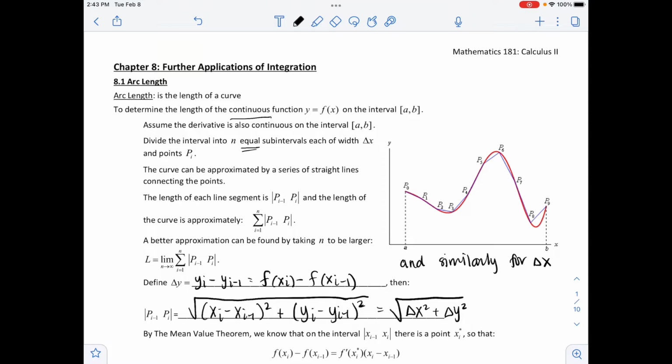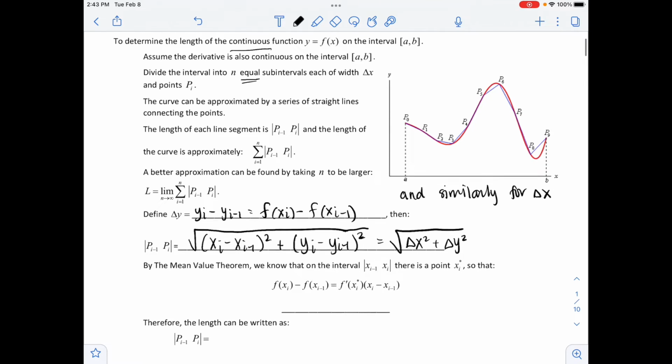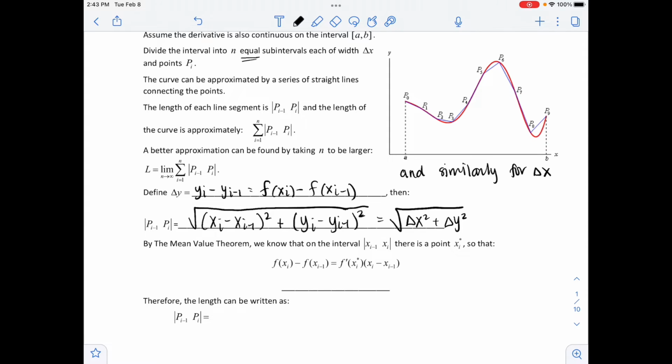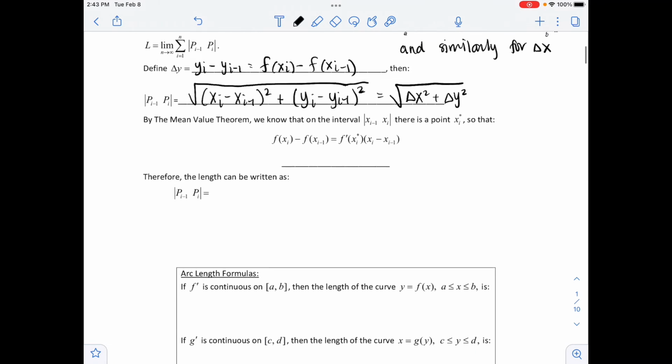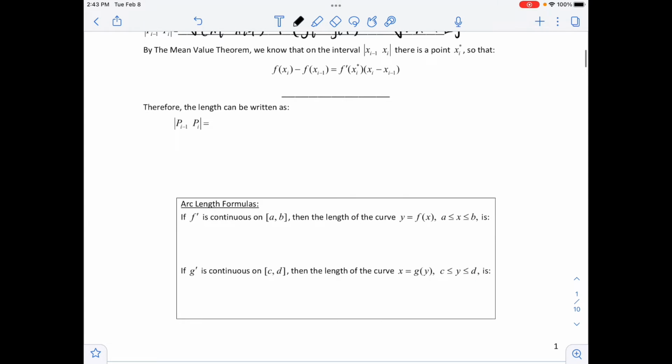By the mean value theorem, we know that on the interval of x_{i-1} to x_i, there is a point x_i star, so that f of x_i minus f of x_{i-1} is equal to the derivative at that point times x_i minus x_{i-1}. This similarly can be written as delta y equals f prime of x_i star times delta x.